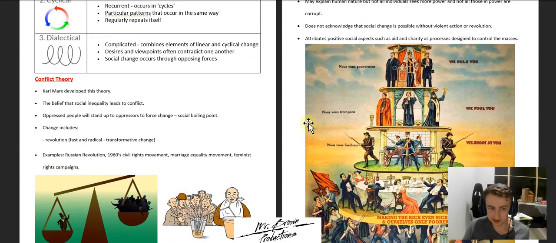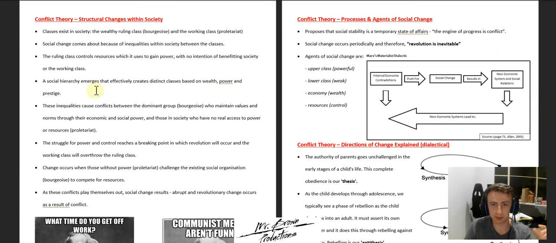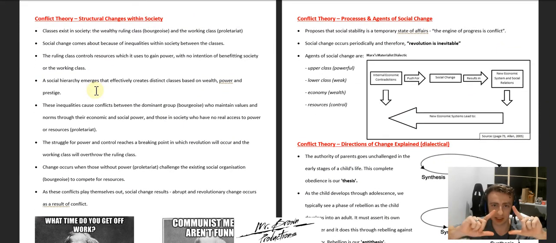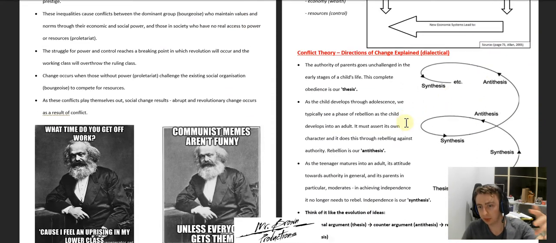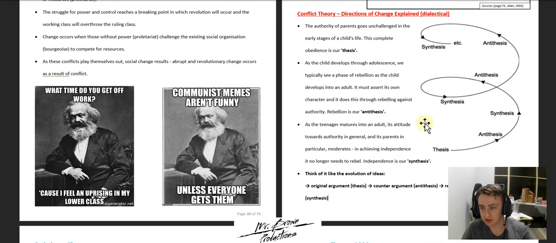If I can summarize as quickly as I can, conflict theory says that structural change only happens due to conflict in society. The idea is that this conflict happens because of unequal wealth distribution, unequal power distribution within society between two classes, the upper class and the lower class, the top dogs and the guys that do all the work. This then creates change because of conflict, and you can sort of imagine that that table gets flipped upside down, or it changes, and that there's a new social order, and that's represented in these directions of change, this idea of the original argument, the counter argument, and then the new refined argument or way of living.